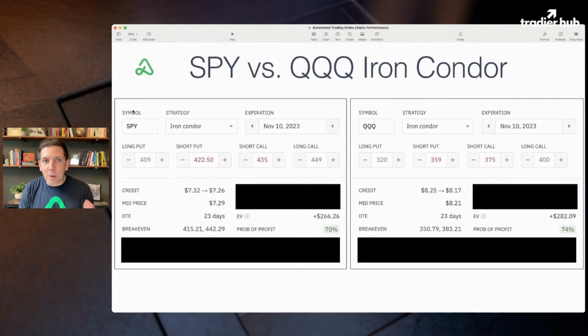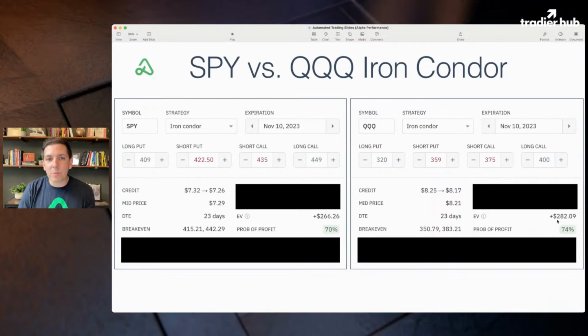As a reminder, remember this graph of these two different trades. They were shown side by side here. On the left-hand side was SPY, right-hand side was QQQ. On the left-hand side, the expected value was 266. The right-hand side was an expected value of 282. So on the surface, if you just look at expected value, you might say to yourself, Kirk, the QQQ trade is the best trade for me.